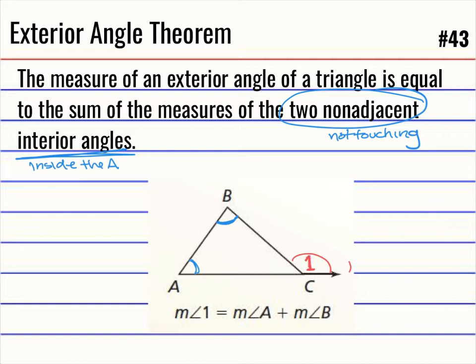So which two angles are inside of the triangle and not touching angle 1? That's going to be A and B. So if I add A and B, it's going to be the same as angle 1. So let's test that out, put it to use.